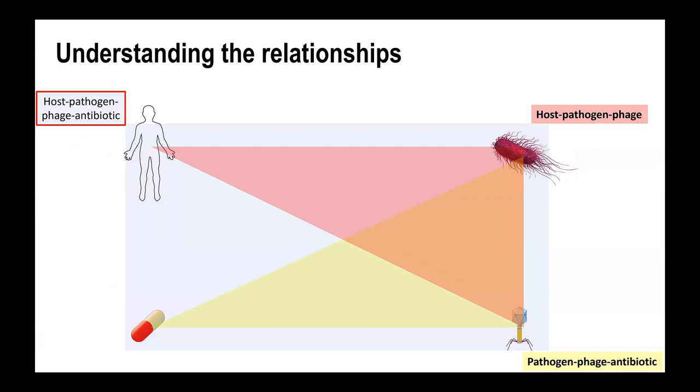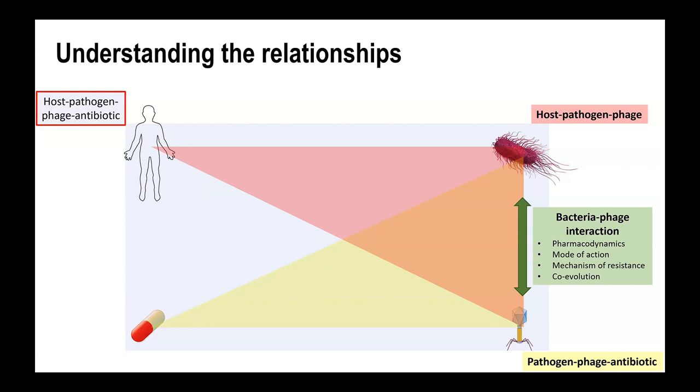And all these questions earlier are the basics forming the phage project in our lab. The first form of interaction that we will need to understand is the bacterial and phage interaction. This includes the understanding of the pharmacodynamics of phage, the mechanism of phage infection, and how the bacteria become resistant to phage. And also we know there will be co-evolution between the phage and bacteria.